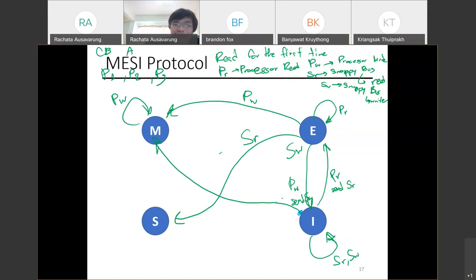If you are in the modify state and you read, stay at the same place because the data is now dirty, you need to make sure everyone who might have the copy is invalidated. If you are in the modify state and someone else wants to read that cache block, what do you have to do? Someone else wants to read that cache block.